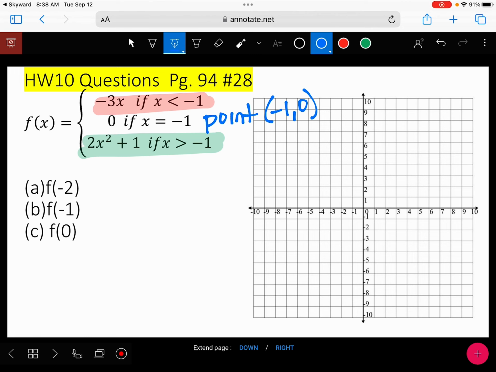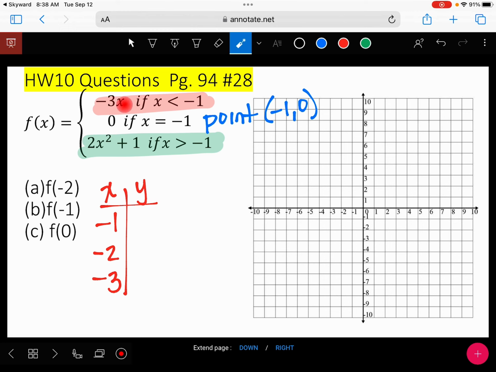So let's make a table for our first function. We're starting at negative one and we're picking numbers less than negative one. So let's say negative two and negative three. If you take negative one, we're taking the negative three and multiplying it by negative one. Negative three times negative one is positive three. This would be a positive six, and this is a positive nine.